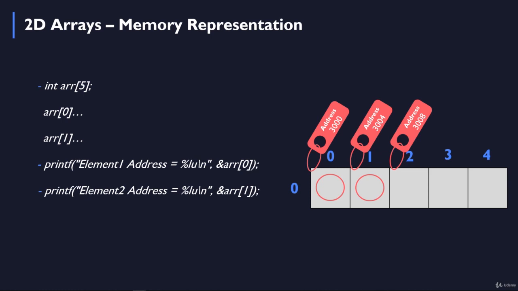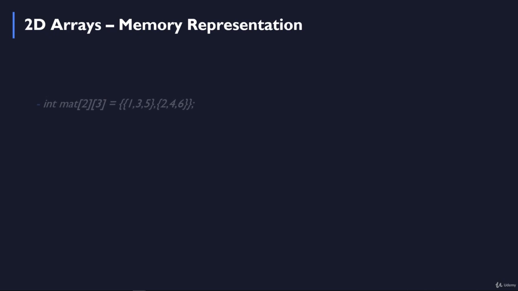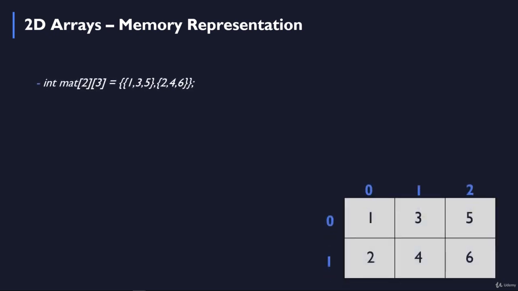So if you would print the addresses of the other elements in this array, you will see that they are organized one after the other in the memory, which is exactly what we know, right? But now what will happen if we create a two-dimensional array with 2 rows and 3 columns and try to print the addresses of each of these elements?